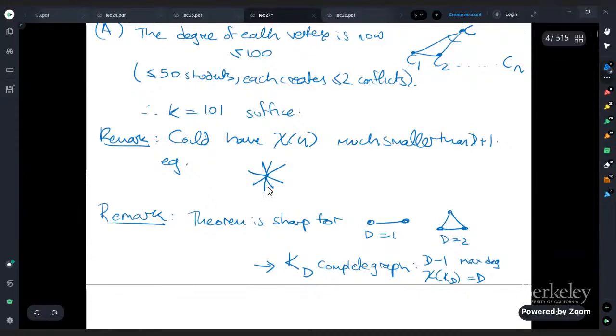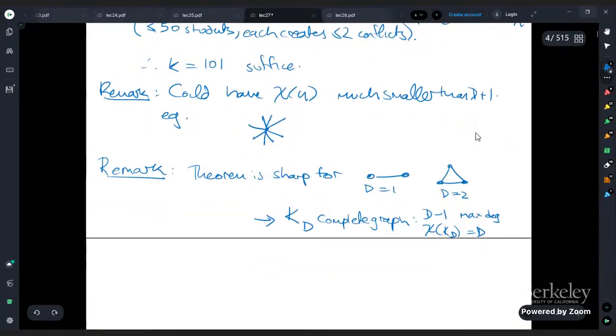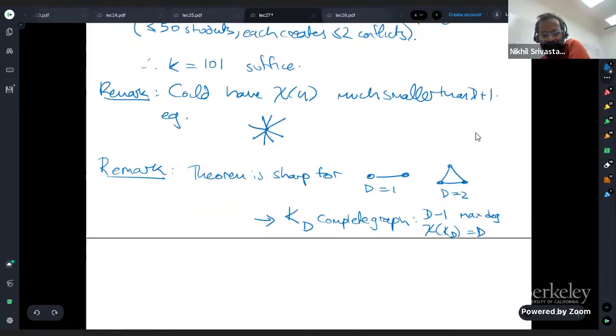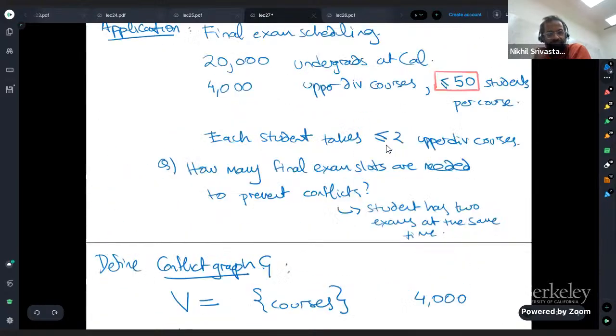Oh, wait. But would it be equal to D plus one then? Oh, right. Well, in this case, the maximum degree is D minus 1. So D minus 1 plus 1 is D. So maybe I should use a different variable. Let's call this K sub n. Then this has maximum degree capital D equal to n minus 1, but the chromatic number is n, which is equal to D plus 1. Okay, so let's now prove this theorem.